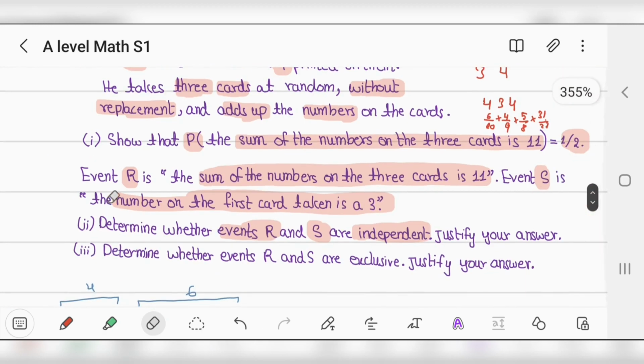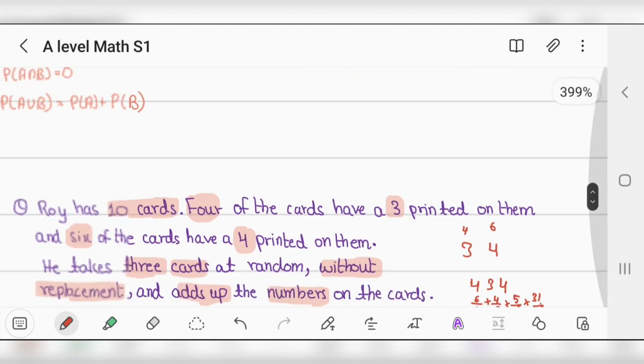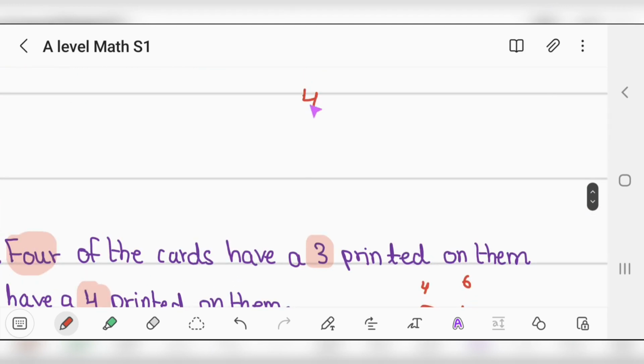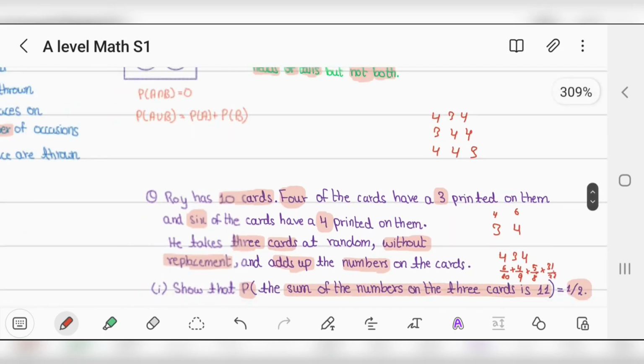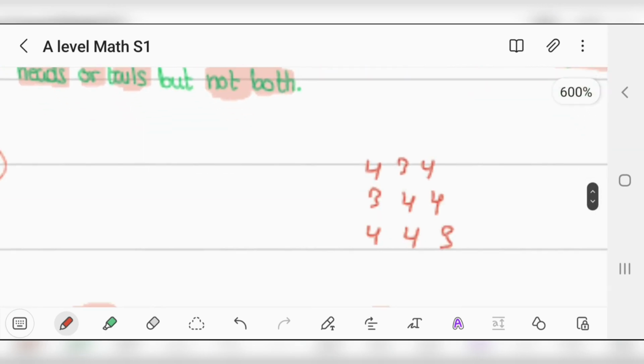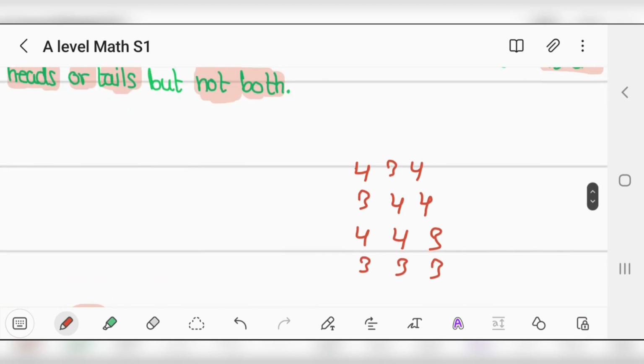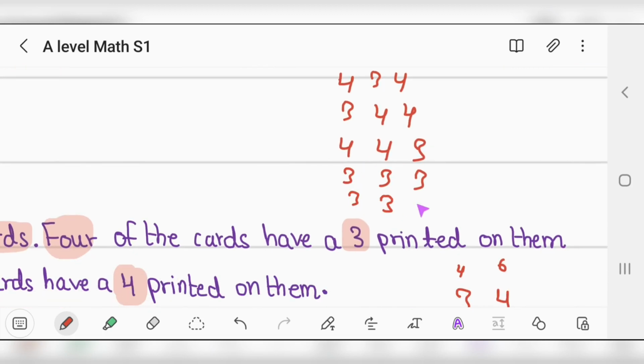Then it says event R is the sum of the numbers on the 3 cards is 11. This is event R, we already know this. And event S is the number on the first card taken is a 3. I think I need to do this more openly. So 4 3 4, 3 4 4 and 4 4 3. For event S, the number on the first card taken is a 3, but it could also be 3 3 3, or 3 3 4.